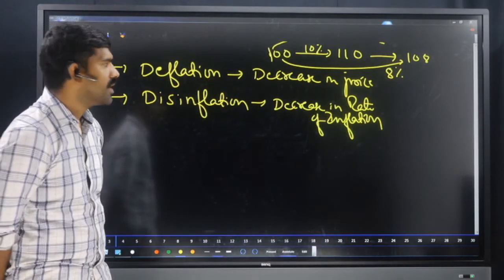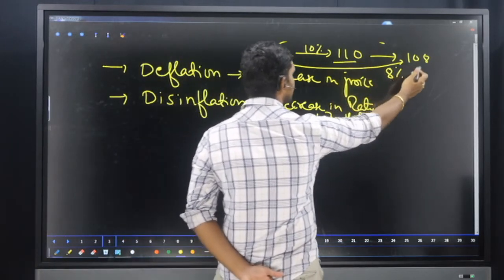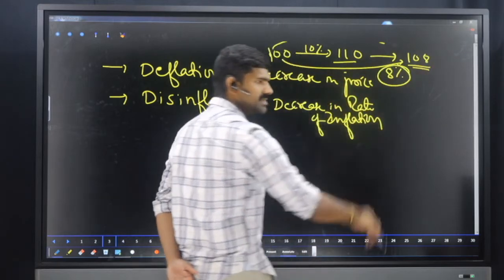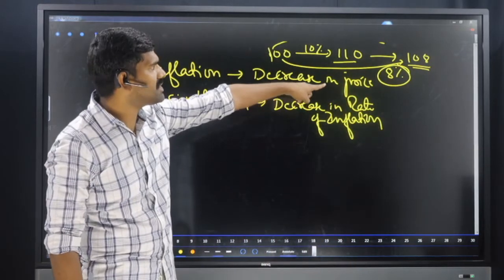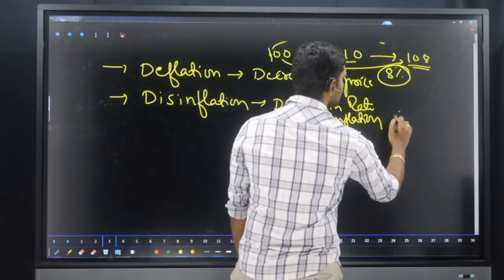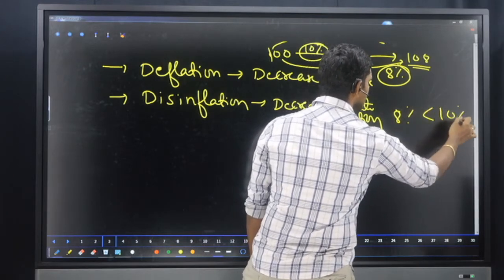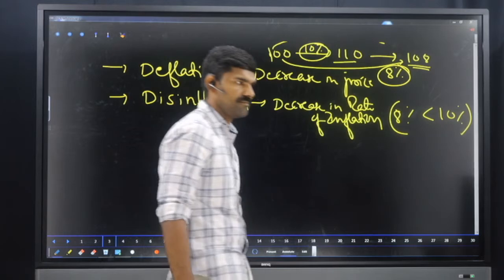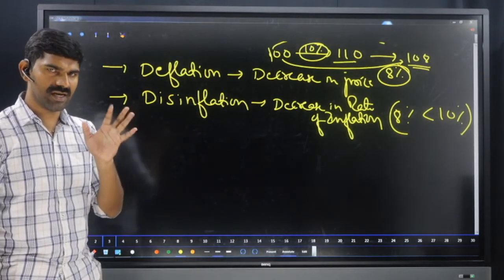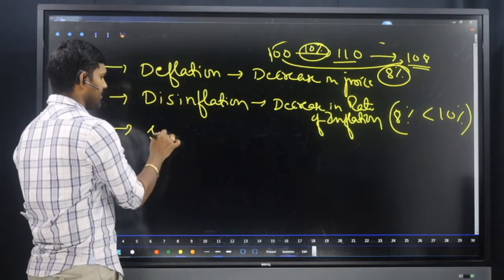Now from 100 it has increased to 110, and then changed to 108. If we compare here, the price increased by 8%. But this 8% increase is actually less than 10%. So this is called disinflation. Hope I am clear. Okay, any doubts, do ping me without any hesitation. The next one is stagflation.